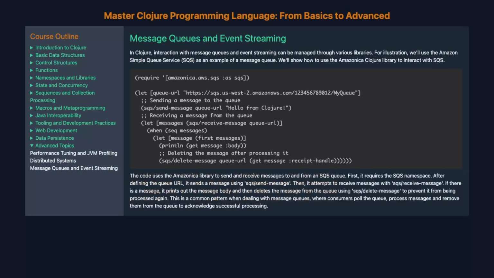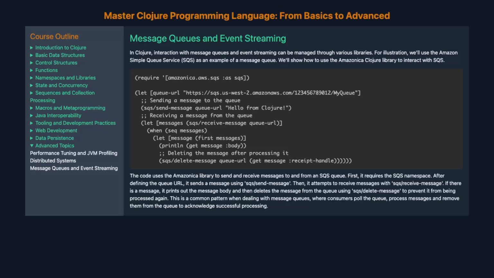Message queues and event streaming. In Clojure, interaction with message queues and event streaming can be managed through various libraries. For illustration, we'll use the Amazon Simple Queue Service (SQS) as an example of a message queue. We'll show how to use the Amazonica Clojure library to interact with SQS.